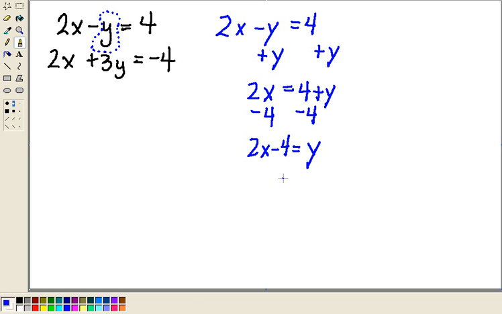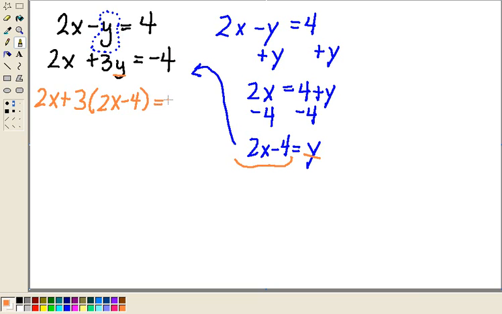Now, armed with that information, I can then take this and plug it into the other equation. Don't make the mistake of plugging it back into where you were, or you'll get something that doesn't make sense. Plug it back into the other equation. So wherever I have a y, I'm going to stick this whole thing. So I have a 2 and an x, okay, great. And then I have plus 3, and now there's my y right there. So in place of that y, I'm going to stick in 2x minus 4. And now that should be equal to -4.